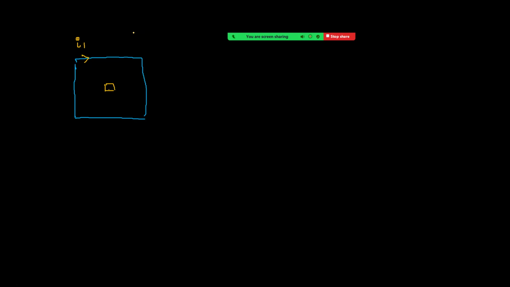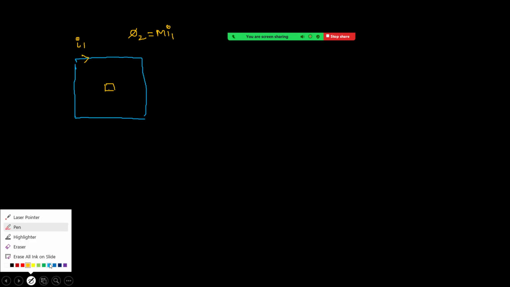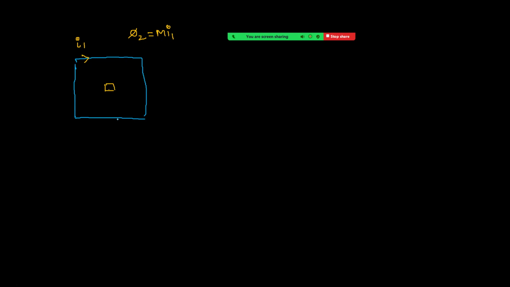To calculate the coefficient of mutual induction, first we have to focus on the flux linked with the second coil, and that is equal to M into I1, right? So first calculate the flux linked with the second coil. So now what I am doing here is joining the ends of the wire like this.